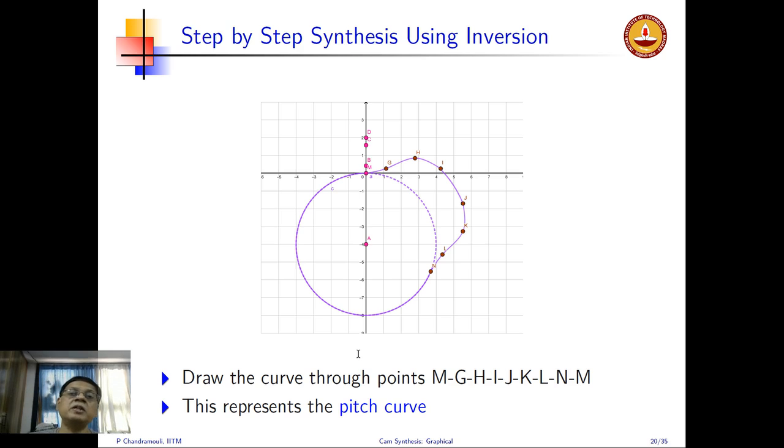So this is the pitch curve of the cam. Remember, we are doing a radial roller follower. Pitch curve is the locus of the trace point as it moves in the inversion, right? So this is what we have generated.